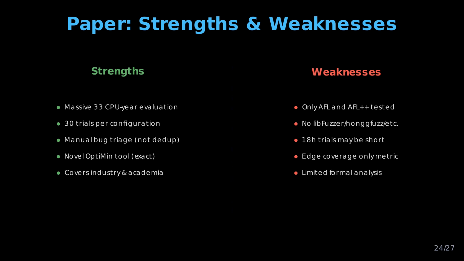And then corpus minimization based solely on edge coverage is acknowledged as lossy compression. It may discard seeds that trigger interesting program states not captured by edge coverage. The paper doesn't explore alternative coverage metrics for minimization, which is a slight bummer. And then the quality of the web-crawled collection corpus itself is variable. Different crawling strategies or sources could yield entirely different results.